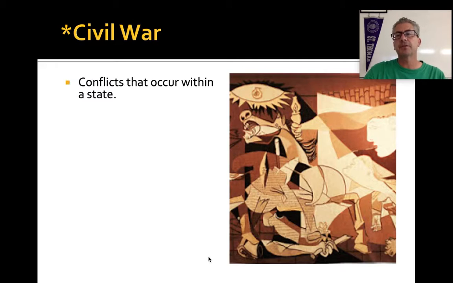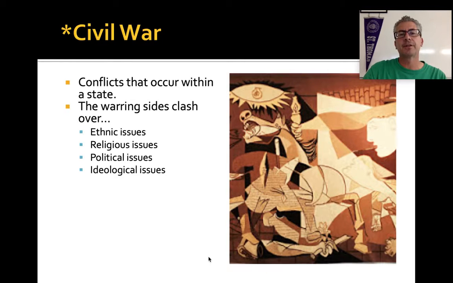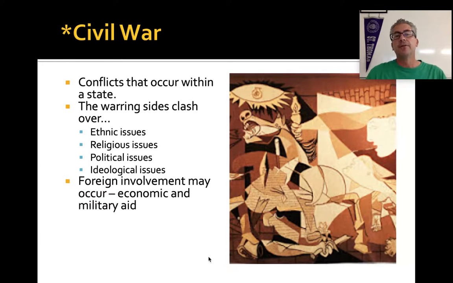We did see throughout the 20th century emergence of civil wars, and these are conflicts that occur within a state. The warring sides clash over perhaps ethnic issues, possibly religious issues, political issues, and ideological issues as well. Foreign involvement may occur, economic and military aid. It's possible that foreign powers will send some fighting force, maybe boots on the ground, or maybe air, sea technology. But there seems to be in the 20th century a greater degree of foreign involvement.